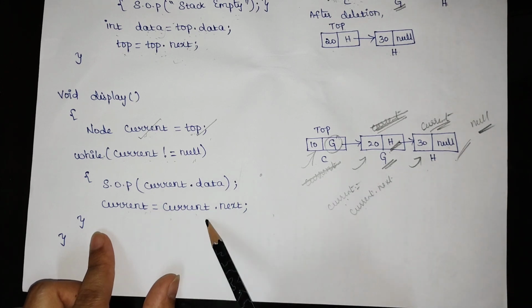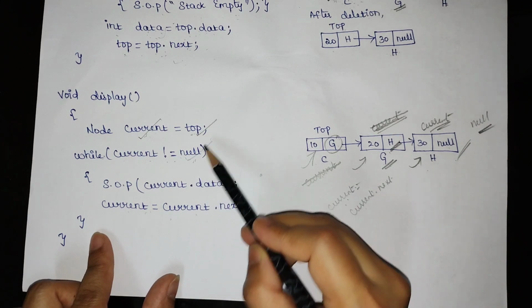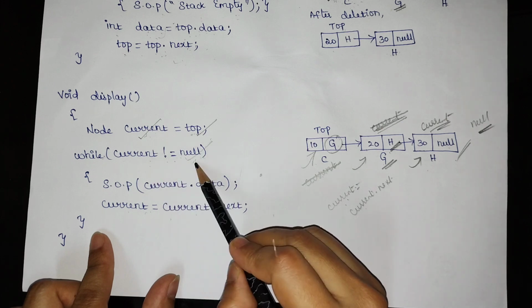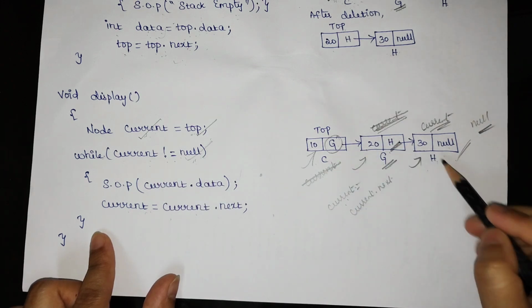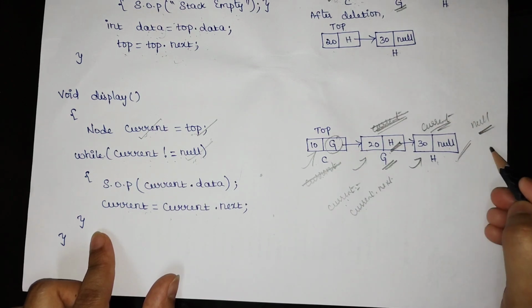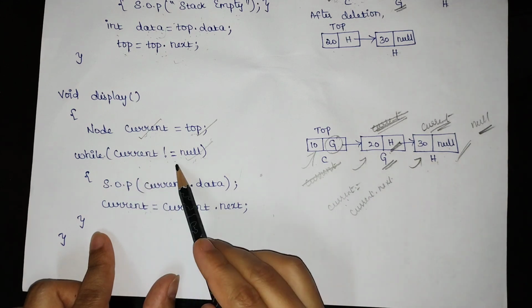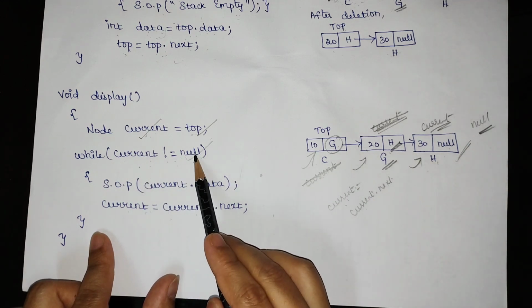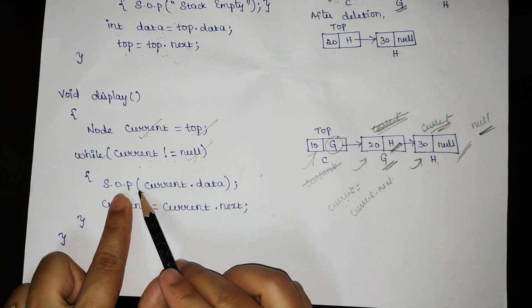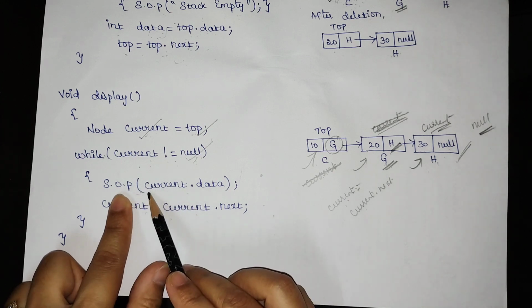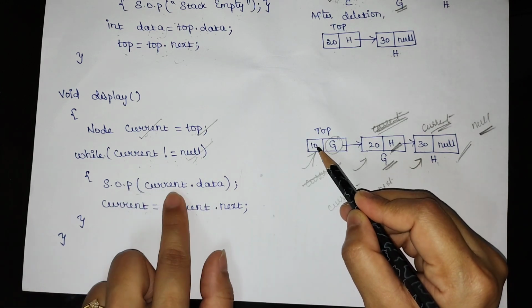You are performing this operation till this condition becomes false. When will this condition become false? When it reaches the end and you are trying to traverse after the end. When current is equal to null, then this becomes false. Meanwhile, here you are displaying the value. You need to display the data field, so you want to display current dot data.